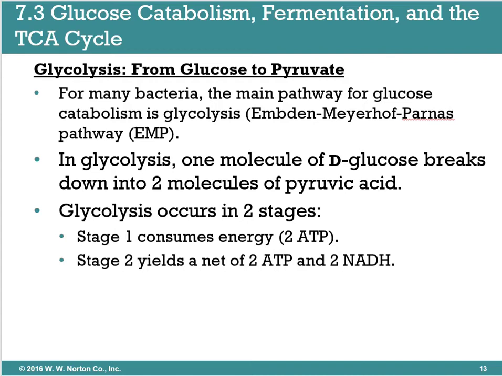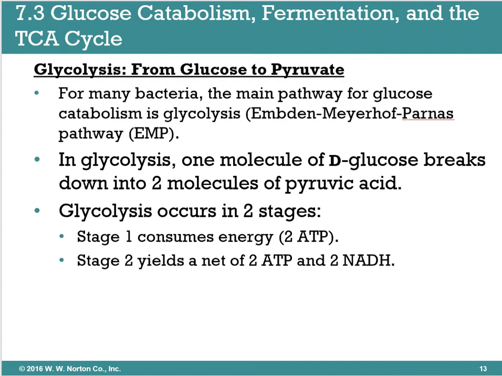Like I said, in glycolysis you start off with one single glucose molecule, and then it's broken into two pyruvates. We're going to go into that. I'm going to show you a diagram. There are two parts of glycolysis that I want you to know. There's a part where you actually consume energy. It takes energy to break down that glucose, and that takes 2 ATPs. But then at the end, you will eventually yield 2 ATPs as well as 2 NADHs.